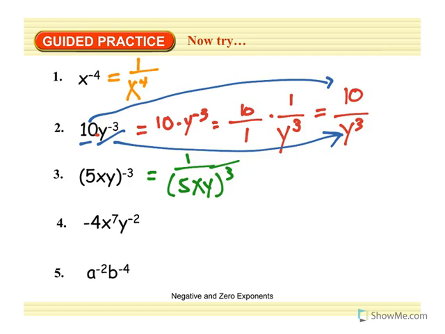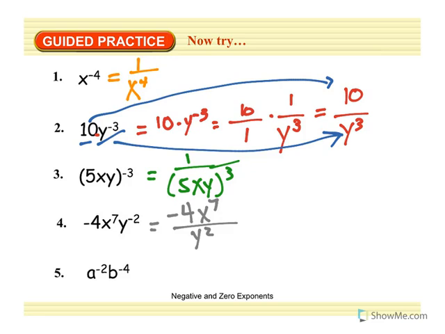All right, how about this next one? I want to use my rules. I don't want to write all those fractions. So let's look at my fraction. Okay, my coefficient negative 4 I know ends up in my numerator. X to the 7th, positive exponent, that's easy, ends up in my numerator. Y to the negative second, easy, it's a negative exponent. I move it to the denominator and I make the exponent positive.